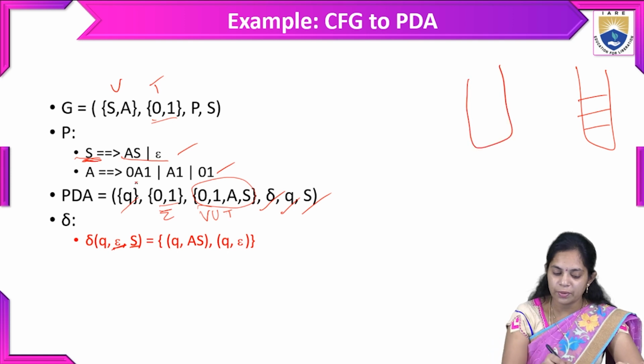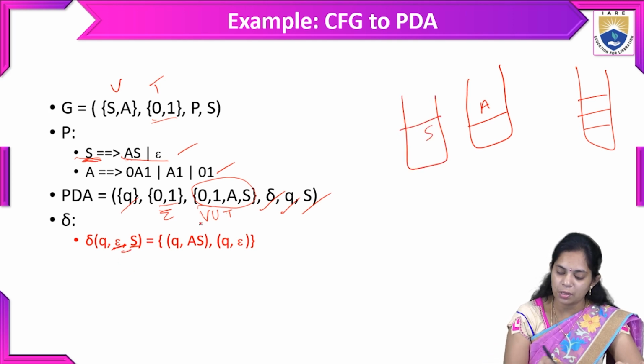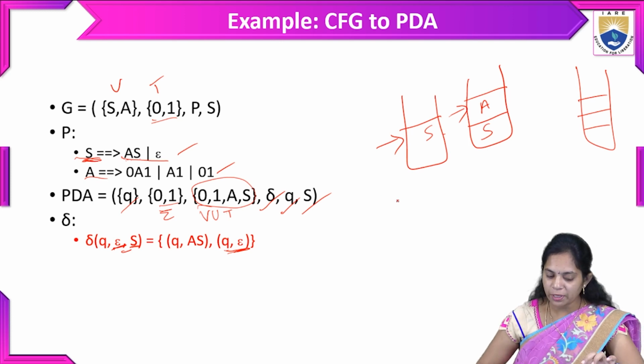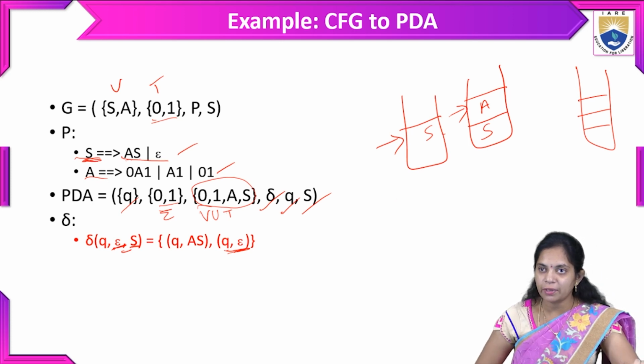First, the production rule says S tends to AS. The right hand side of the production rule is AS. What we have to do is, instead of S, the top of the stack symbol, we have to push A and S. So for the first production, epsilon also is there, and we have to write this epsilon. And next, how many production rules are there? The right hand side we have to push.